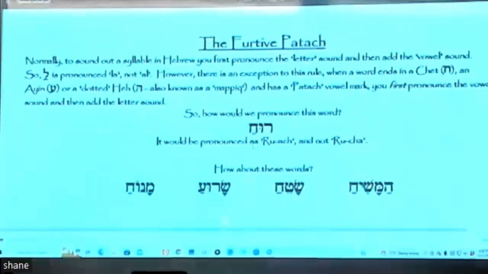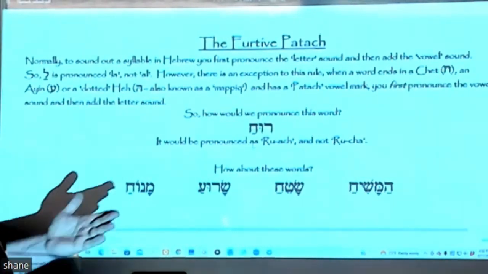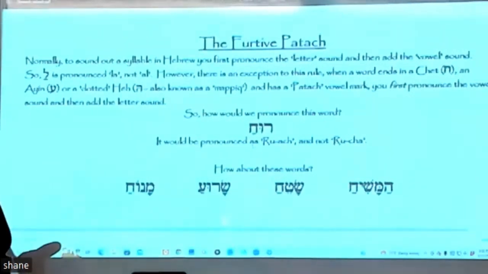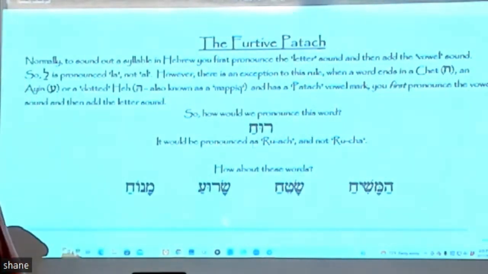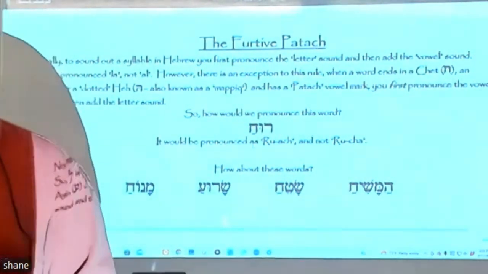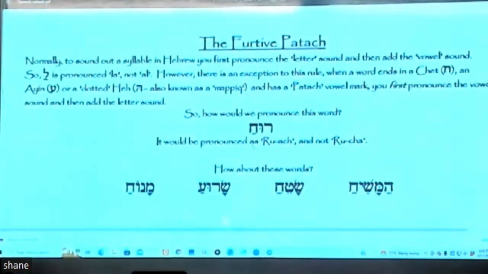So la, consonant sound, vowel sound, la, okay? We don't pronounce it as al, we pronounce it as la. So there is an exception to the rule. When the word ends with the letter het, or the letter ayin, or with a he that has a dot inside of it.